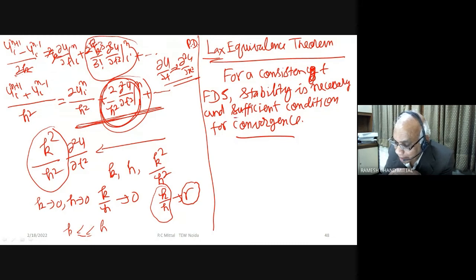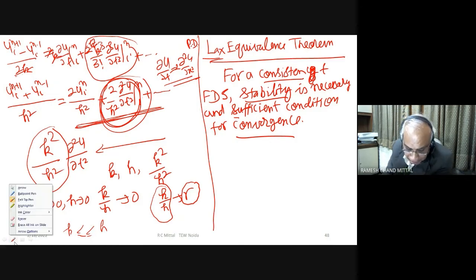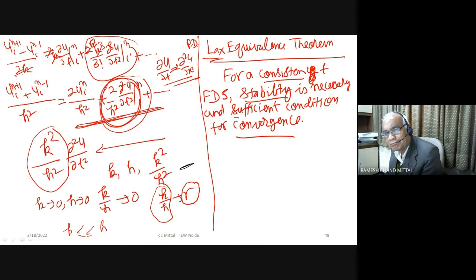So friends, it connects all three. The first thing is that your scheme should be consistent, and nobody desires a scheme which is not consistent. So for a consistent finite difference scheme, if you can discuss stability easily, then stability will give you convergence. Or if you can discuss convergence easily, then convergence will give you stability. That's what it is about. So, henceforth, I will discuss only stability, and wherever possible I will give you the truncation error also. And I will say that if my scheme is stable, it is convergent too.